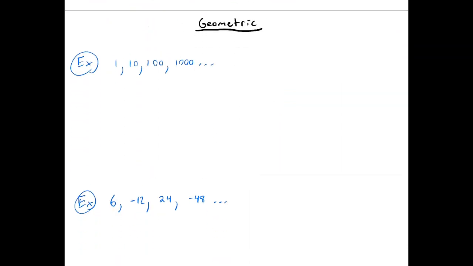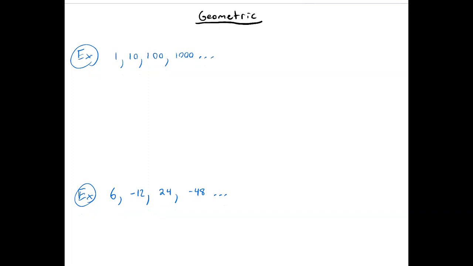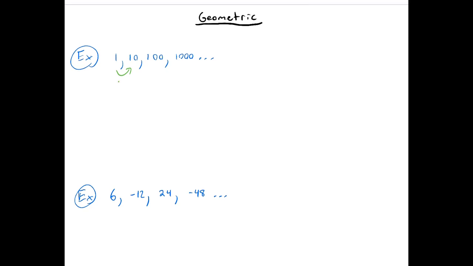Okay, what if we got a geometric one? This is the same idea, but on a different meta level. And the last one will be quadratic. So this one, you go, plus 9, plus 90. I don't know what's going on, but you go, wait a second. My second thing I could try is times 10, times 10, times 10.